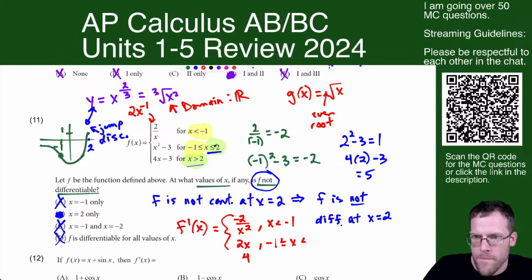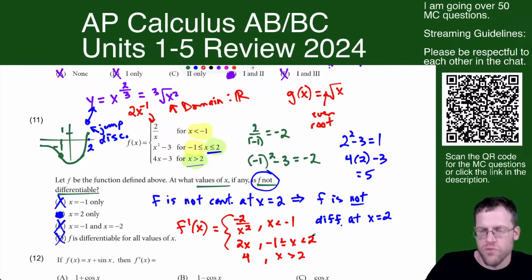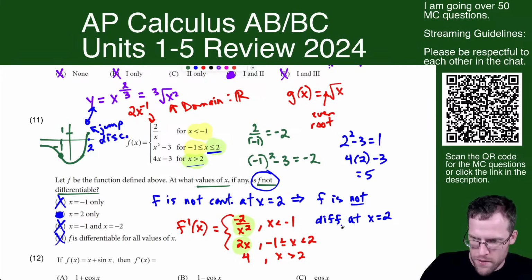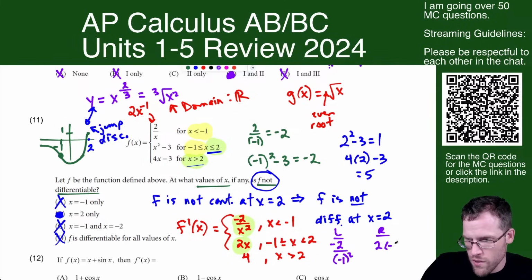at -1. We're not differentiable at 2, so 2 is now removed. Small detail here, but notice that 2 is removed from the domain of f prime because f is not differentiable at 2, so that means f prime of 2 can't exist. But now watch what happens when we plug in -1 to the top and the middle, like this and this. If we plug in -1, on the left side I have -2 over -1 squared. And for the right side, I have 2 times -1. These are equal. -2 equals -2.